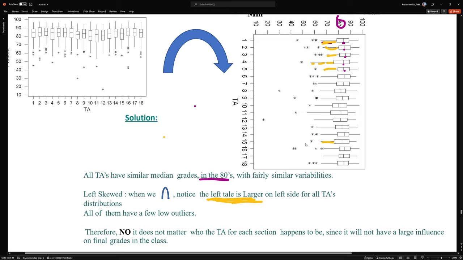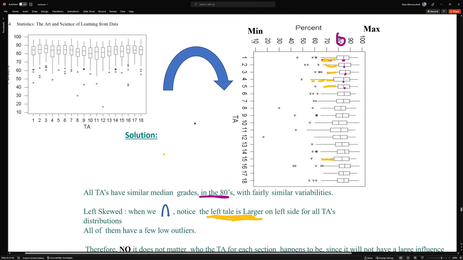And all of them have few of these asterisks, which are the outliers. They have only a few outliers. So the answer is no. Therefore, it doesn't matter who the TA of each section happens to be, because they are quite similar, since it will not have a large influence on the final grades.